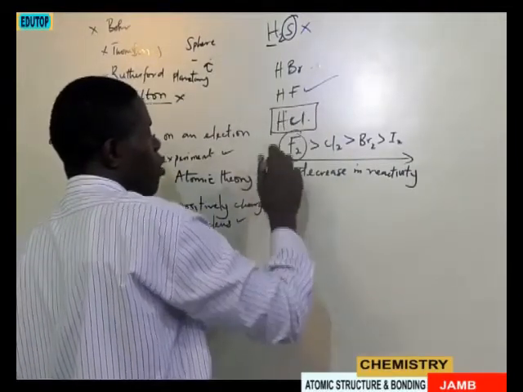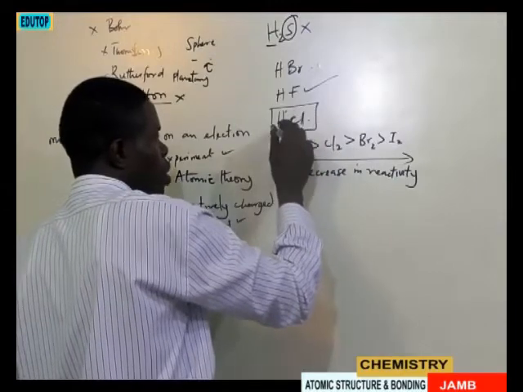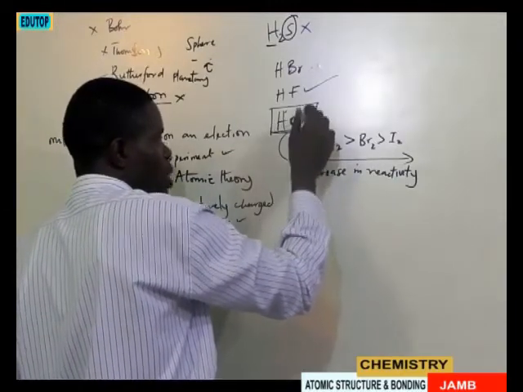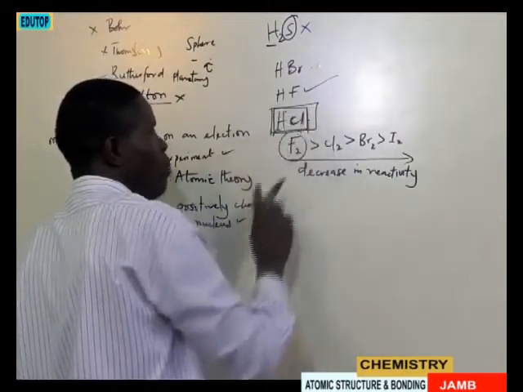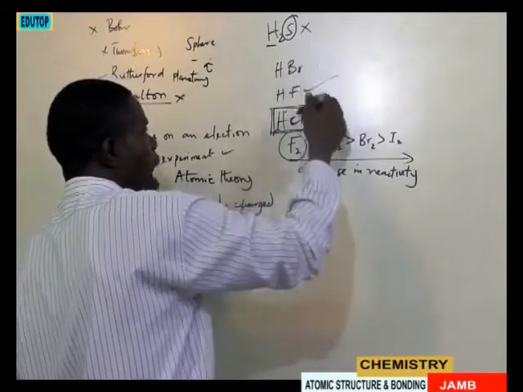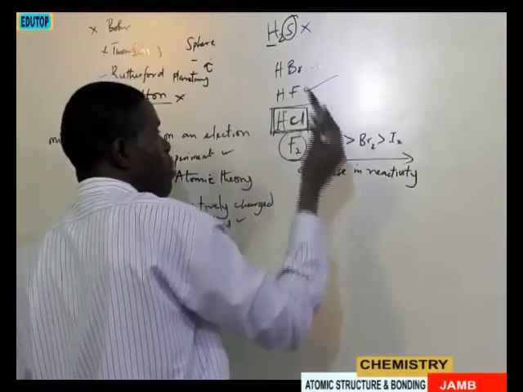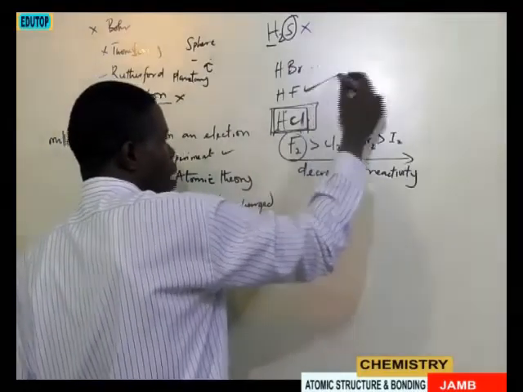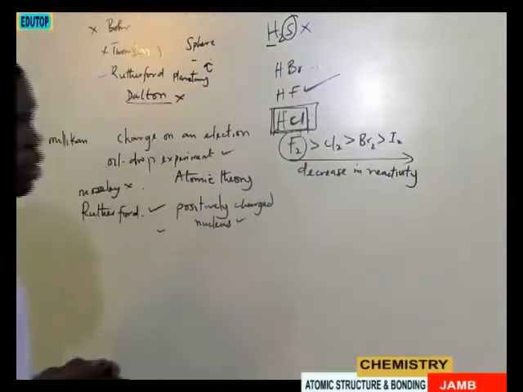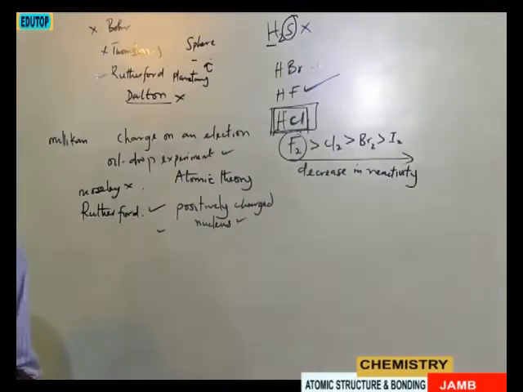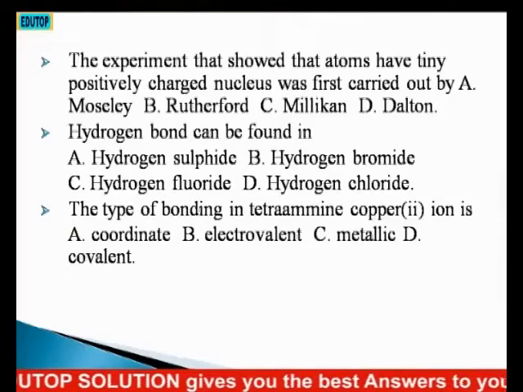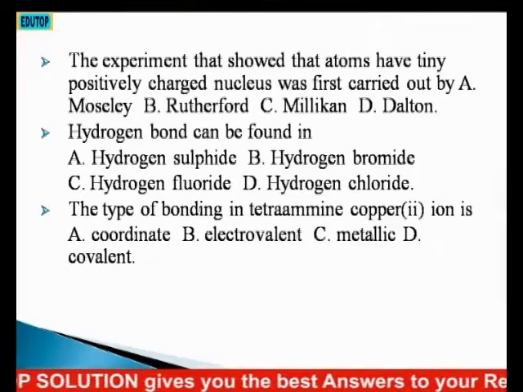So therefore, this one will be predominantly covalent bonding. Here we have bromine, hydrogen remains constant, but fluorine is the most reactive. That is why hydrogen fluoride is the most suitable option, and that is option C, hydrogen fluoride. That's the correct answer.